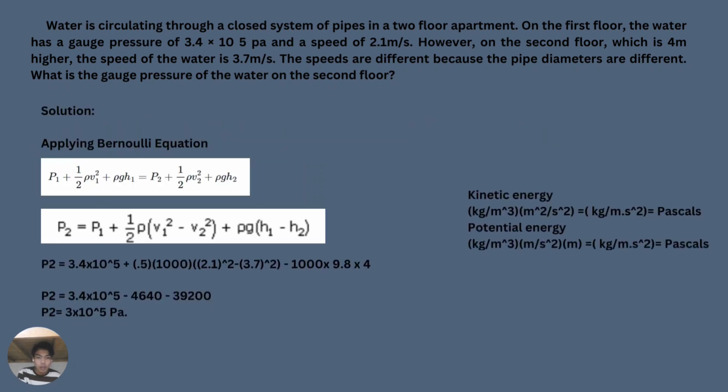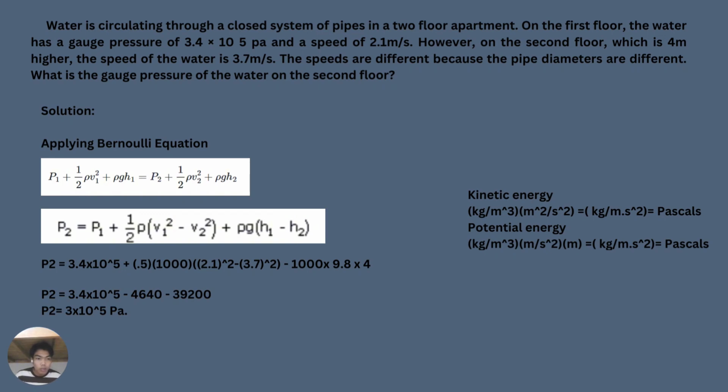Next naman tayo. Applying Bernoulli equation. Sa Bernoulli equation natin na na-derive from last na mga presenters, pressure 1 plus 1/2 rho velocity 1 squared plus rho g h1 is equal to pressure 2 plus 1/2 rho velocity 2 squared plus rho g h2.